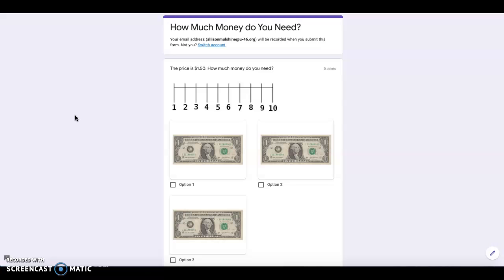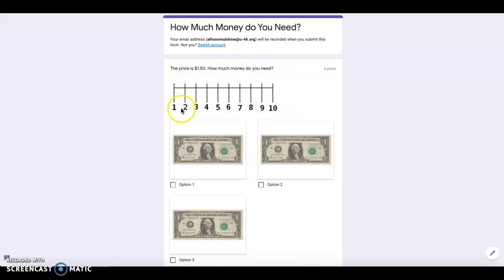So first thing you want to do is look at the question. So this says the price is $1.50. How much money do you need? Then I would come down to the number line.